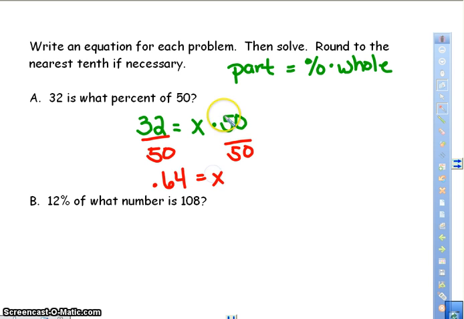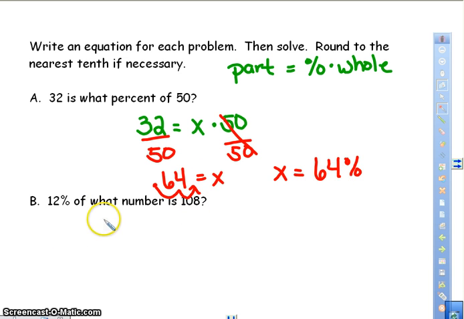And that would be x. Okay, it's a percent. Right now it's a decimal, so I need to change it to a percent by multiplying by 100. So x equals 64%. Don't forget to change your decimal back to a percent.